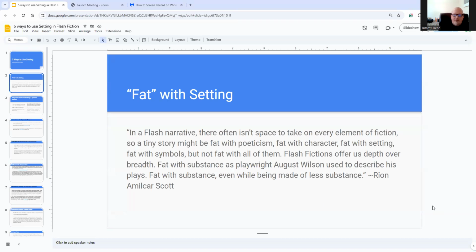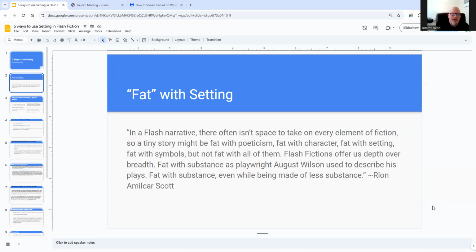Fat with setting. In a flash narrative, there often isn't space to take on every element of fiction, so a tiny story might be fat with poeticism, fat with character, fat with setting, fat with symbols, but not fat with all of them. Flash fictions offer us depth over breadth, fat with substance, as playwright August Wilson used to describe his plays, fat with substance, even while being made of less substance. This is a quote by Rion Amilcar Scott.